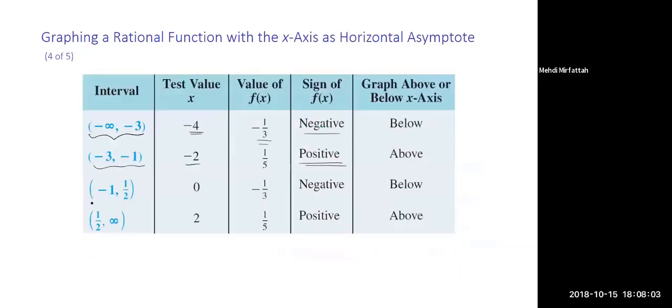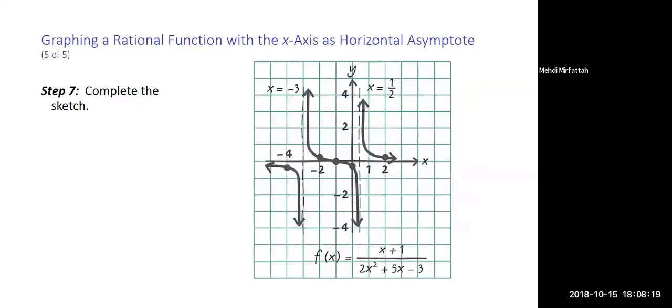And if I pick a point from negative 1 to 1/2, like 0, you can see whether it would be below or above. And from 1/2 to infinity, if I pick a value like 2, you can see the value would be positive, would be above the x-axis. So all this behavior of the graph can be verified by picking a point within these regions.